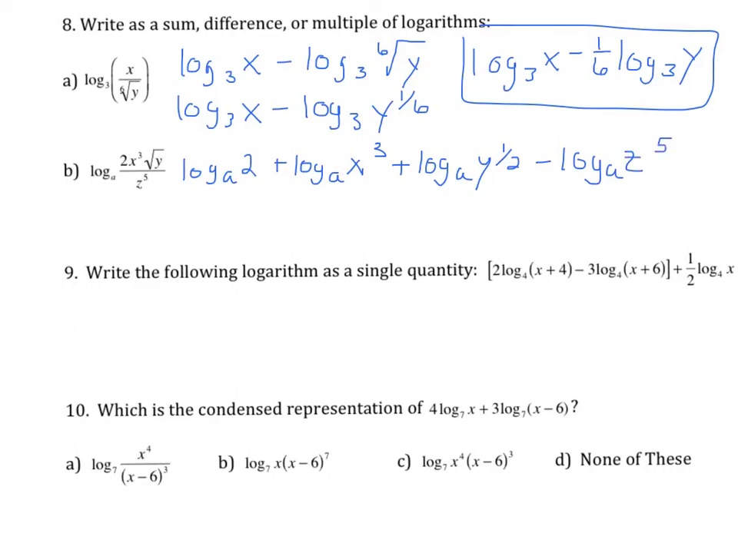And then the very last step is to take all of our exponents and move them to the front. So we have log base a of 2 plus 3 log base a of x plus 1/2 log base a of y minus 5 log base a of z.